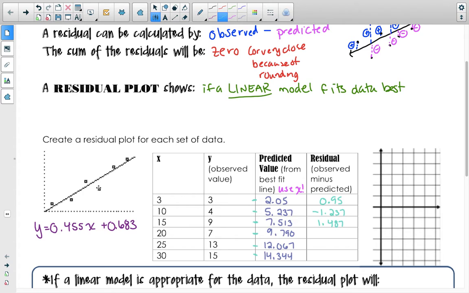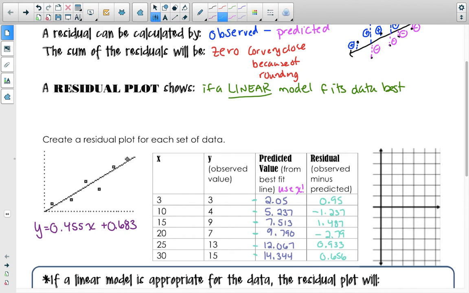Next one is below, so we should have a negative. So 7 minus 9.79 is negative 2.79. 13 minus 12.067 is 0.933. And then 15 minus 14.344 is 0.656. And we can see that these are also above it.